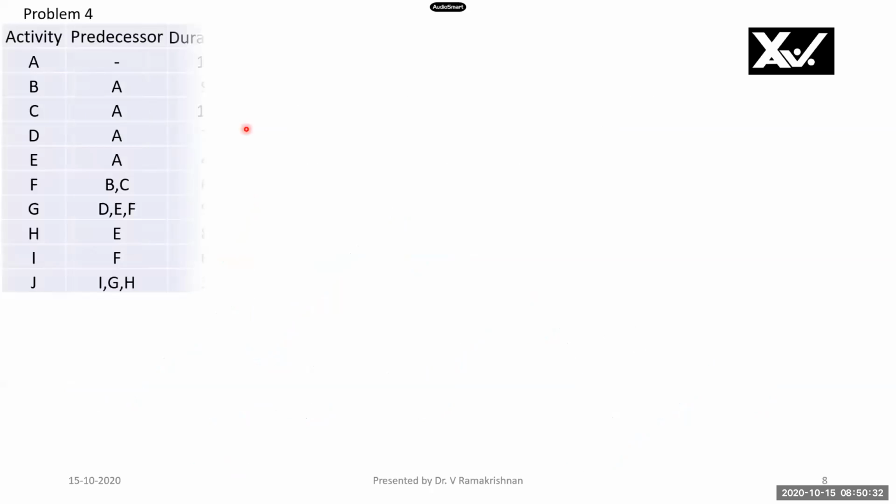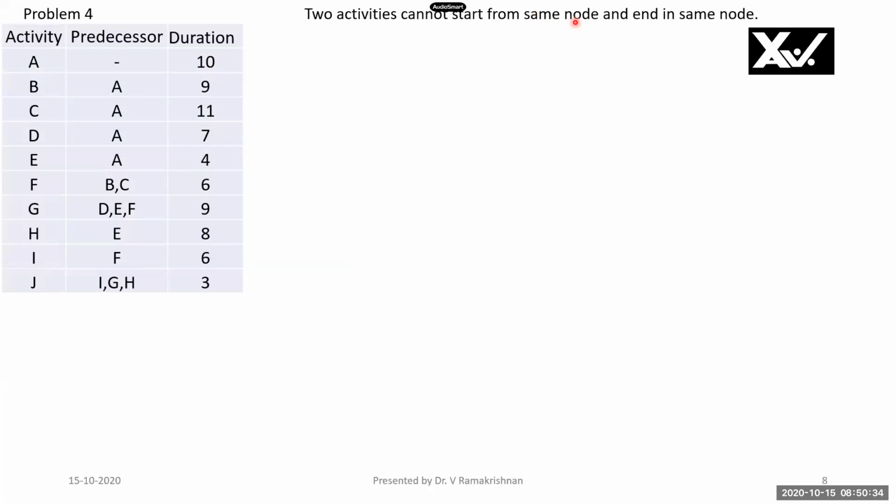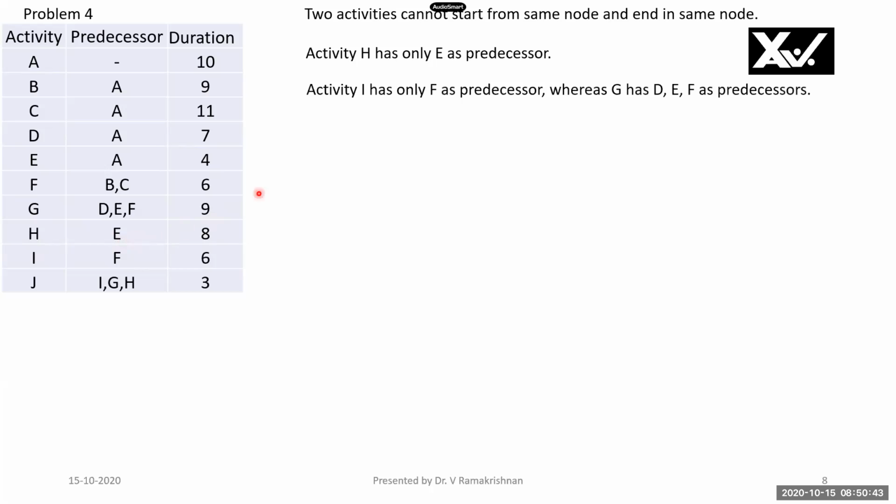We will see the next problem. Two activities cannot start from the same node and end in the same node. We know that. Activity H has got only E as a predecessor. We will see why we are talking particularly about this. Activity I has only F as a predecessor, whereas G has got D, E, F as predecessors. So E and F are lone predecessors as well as combined predecessors. That is what I've stated by these two statements.